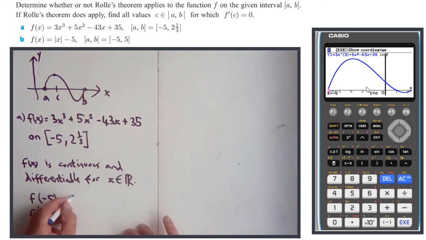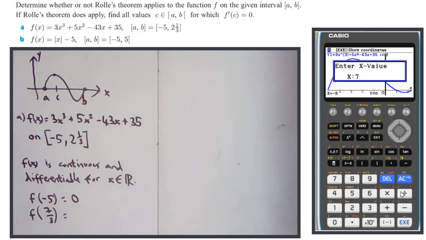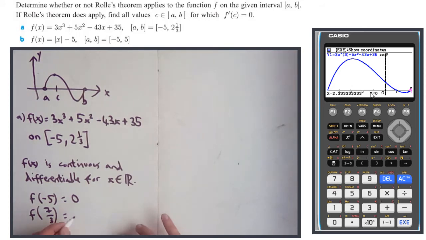So that's a good start. And then we need to do the same thing for 2 1/3, 7 over 3. So f of 7 over 3 is also 0. Right, so now that is true. We've talked about it being continuous and differentiable, so yes, Rolle's theorem does apply.